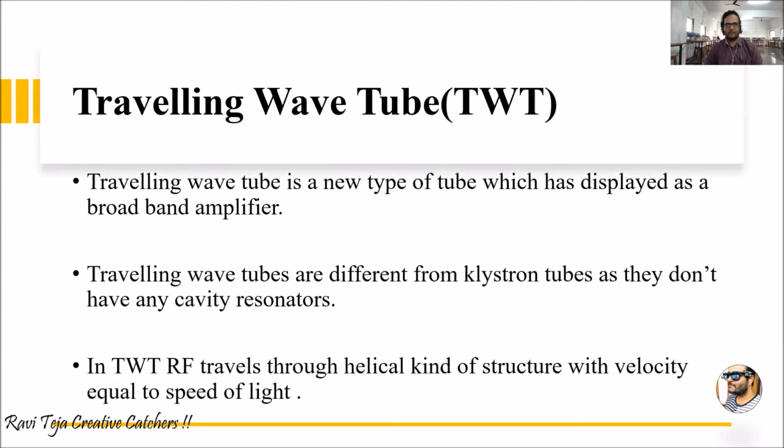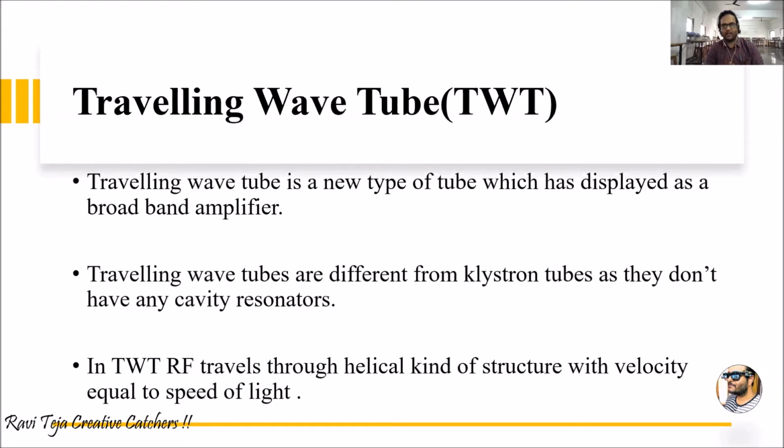In today's class, we will be learning about the traveling wave tube, which can also be called the TWT tube. Traveling wave tube is a new type of tube which is used as a broadband amplifier. Generally, all the tubes till now that we have seen are either amplifiers or oscillators, right? So here we are considering a TWT tube, which is considered a broadband amplifier. But these traveling wave tubes are somewhat different from klystron tubes because they do not have cavities.